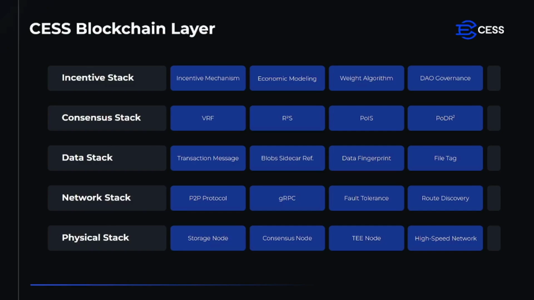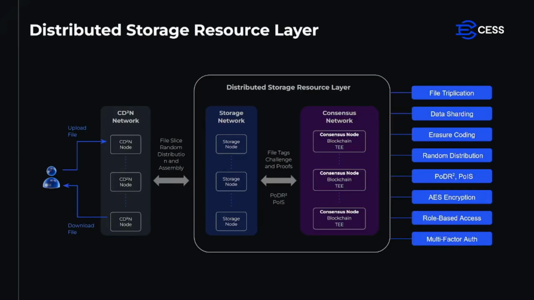and storing user data. Lastly, we have the incentive stack. The incentive stack manages file storage and cache nodes, distributing reward based on the resources contributed by nodes. This incentivizes participation and ensures the network's growth and stability. Now let's talk about the distributed storage resource layer.